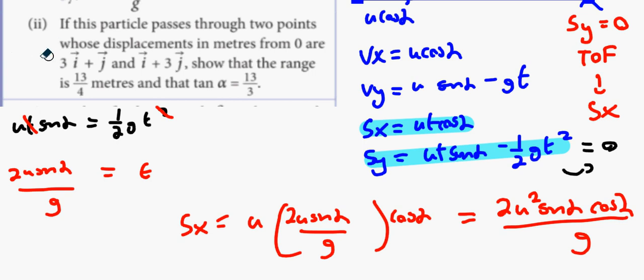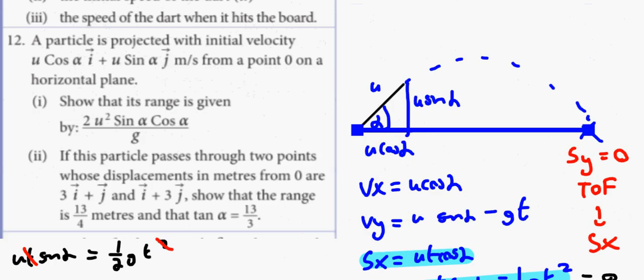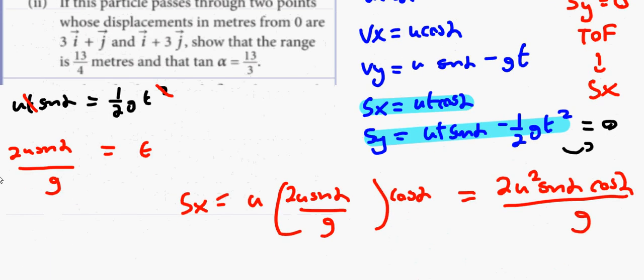Now, if the particle passes through 2 points whose displacements in meters from 0 are 3i plus 1j and 1i plus 3j, show that the range is 13 over 4 meters and that tan alpha is equal to 13 over 3. Okay, very interesting. So, I'm just going to get rid of part 1 there because it's saved up here, so I don't actually need it. I can just reread the question and get the answer.